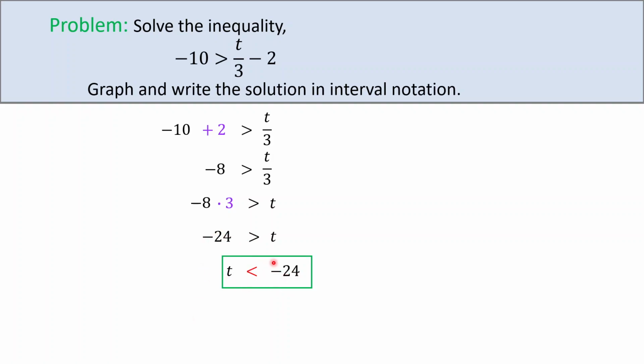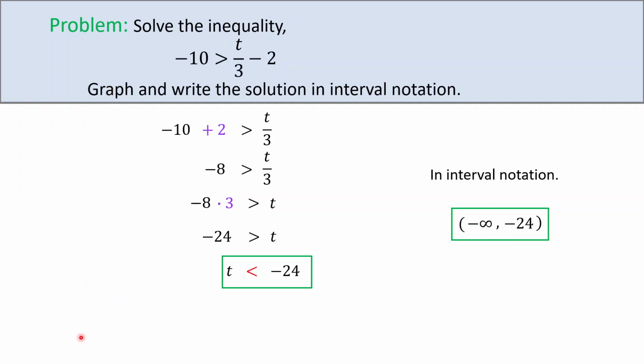Now let us first write the interval notation, then the graph. This is less than, so you need to first write negative infinity, then a comma, then this number. There is no equal sign, so you need to put a parenthesis here because no equal sign. For negative infinity, you need to always put a parenthesis. So this is the interval notation of the solution.